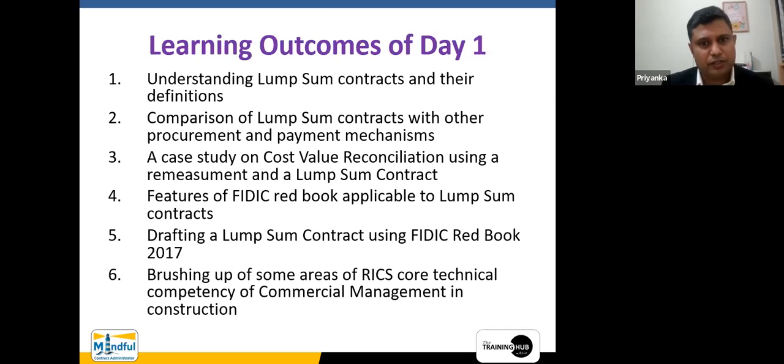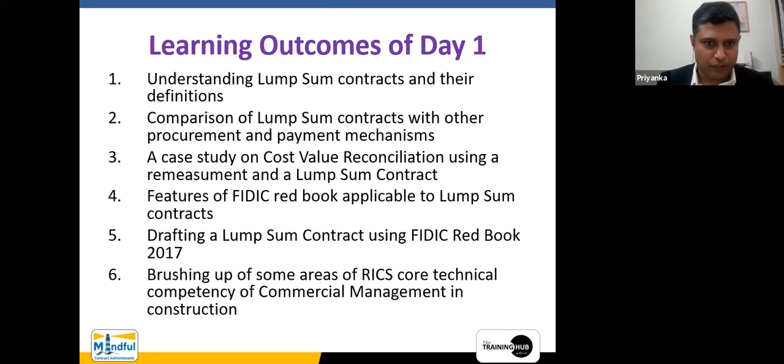Then we are going to do a comparison of lump sum contracts with other procurement and payment mechanisms. So once again, this is the second time I am using this phrase, procurement and payment mechanisms. Now, you must be wondering what these are. We are going to talk about remeasurement type of contracts, right? Then we are going to talk about GMP contracts, right? That is called guaranteed maximum price contracts, and so on and so forth. There are different types of other contracts, procurement and payment mechanisms, which we are going to talk about when we are comparing this with the lump sum type of contract.